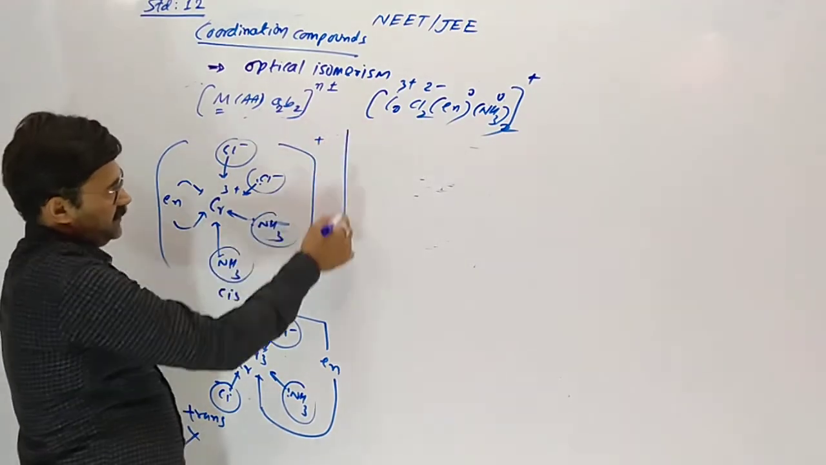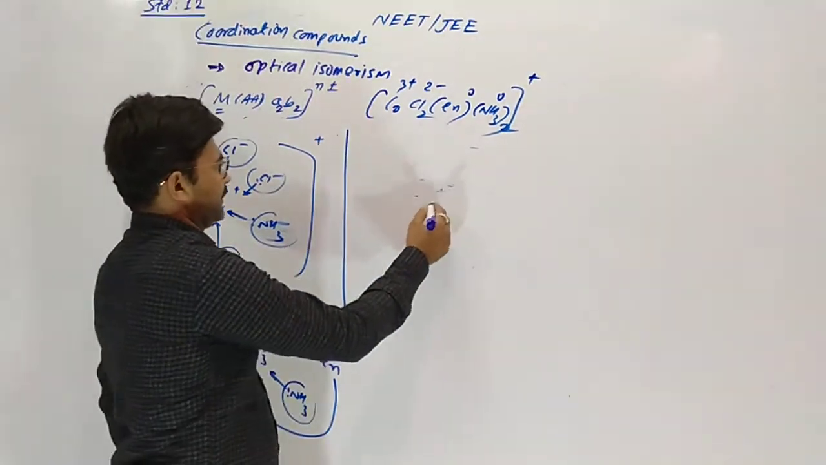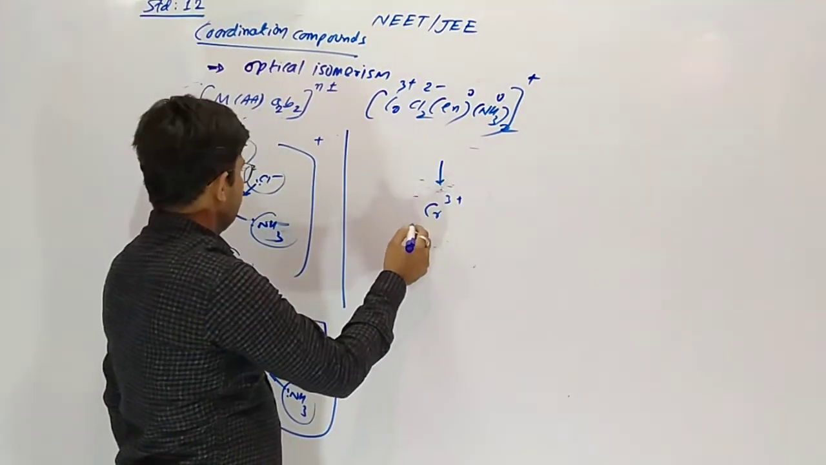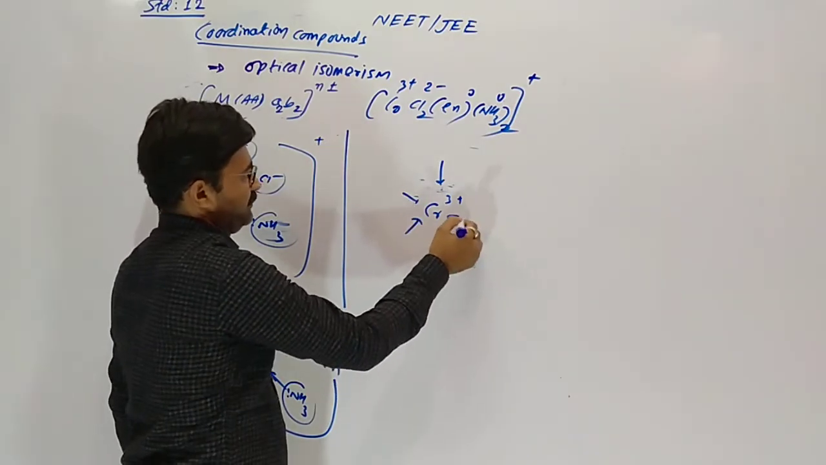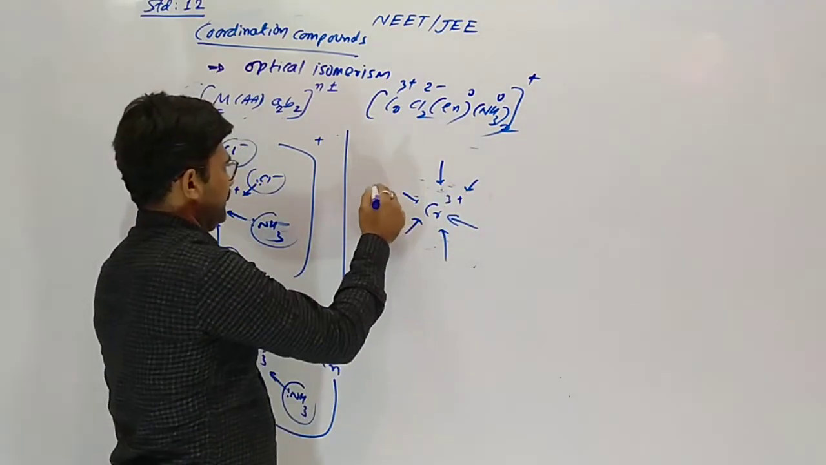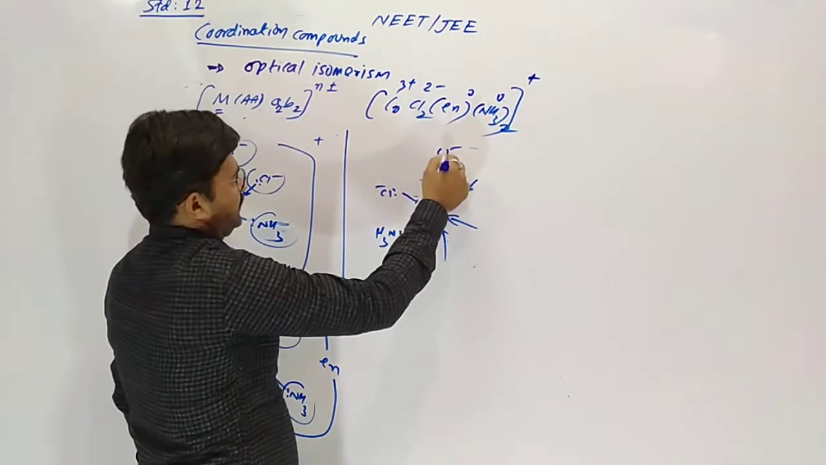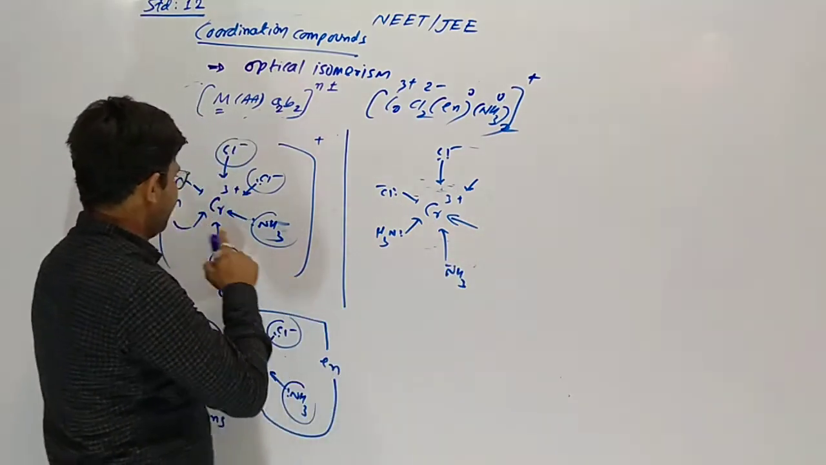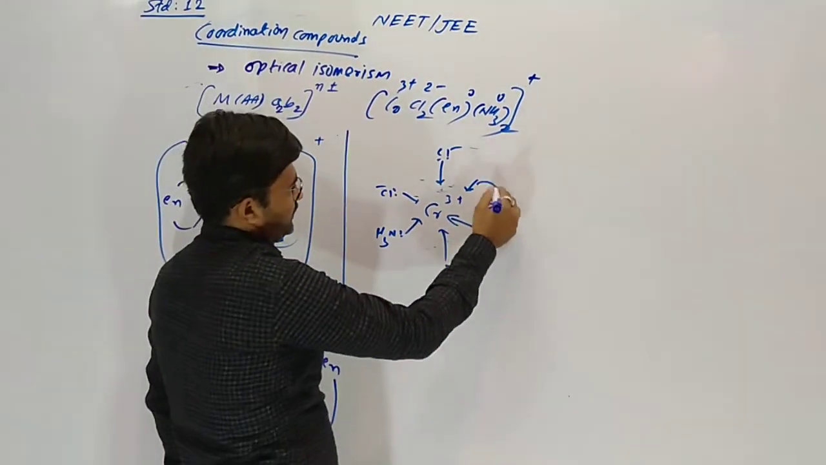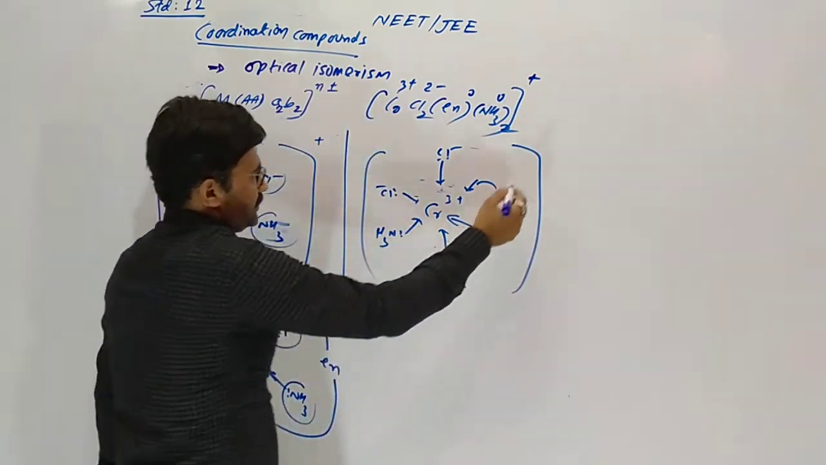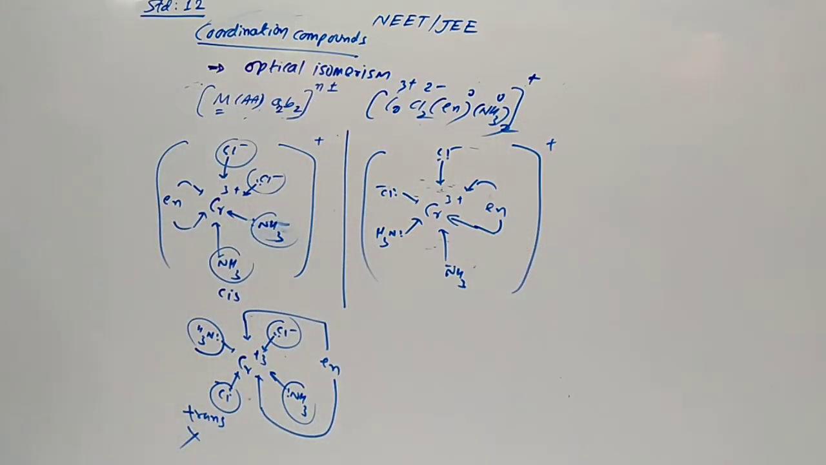Trans. Here the mirror image of this one, cis, gives the enantiomer, meaning mirror image. Here chlorido and amine, this chlorido and amine remain as it is. Now En on this side. So this one also gives optical isomerism, dextro and levo. Now remember, here trans is not optically active.